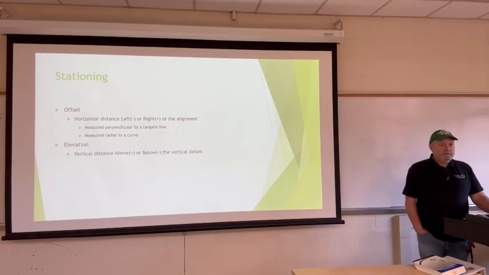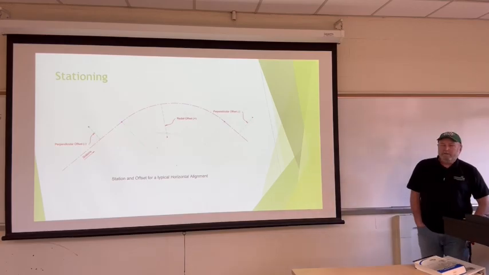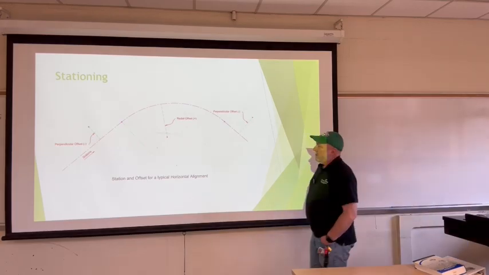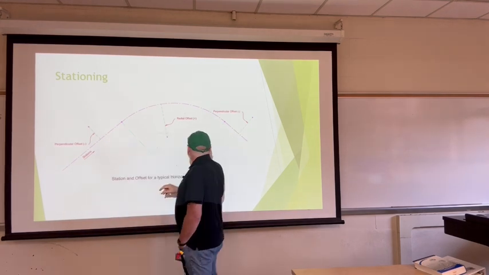Does that make sense? Does this help with that? A graphic of this here. So your offset is perpendicular to your alignment within the tangents.